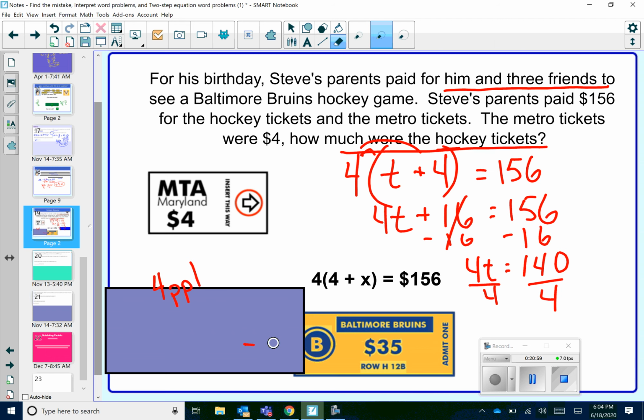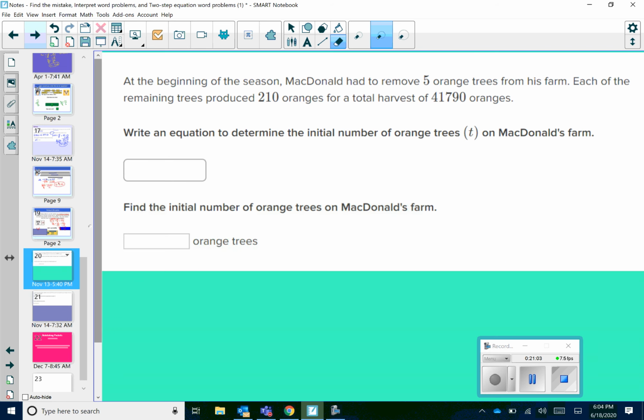Let's erase that line. There we go. Okay, let's try a couple more of these. At the beginning of the season, McDonald had to remove 5 orange trees from his farm. Each of the remaining trees produced 210 oranges for a total harvest of 41,790 oranges. Write an equation to determine the initial number of orange trees, T, on McDonald's farm, and find the initial number of orange trees on his farm.